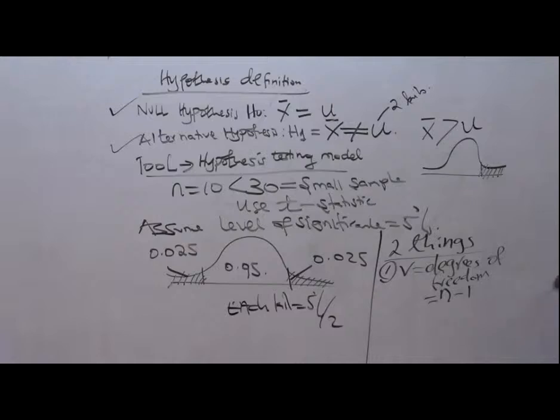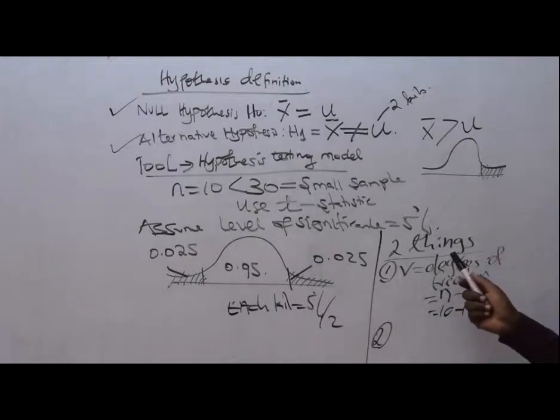So n in this particular case, we're told n is 10. So it will be 10 minus 1, which gives me 9. And then number two, I need the level of significance, this 5%.